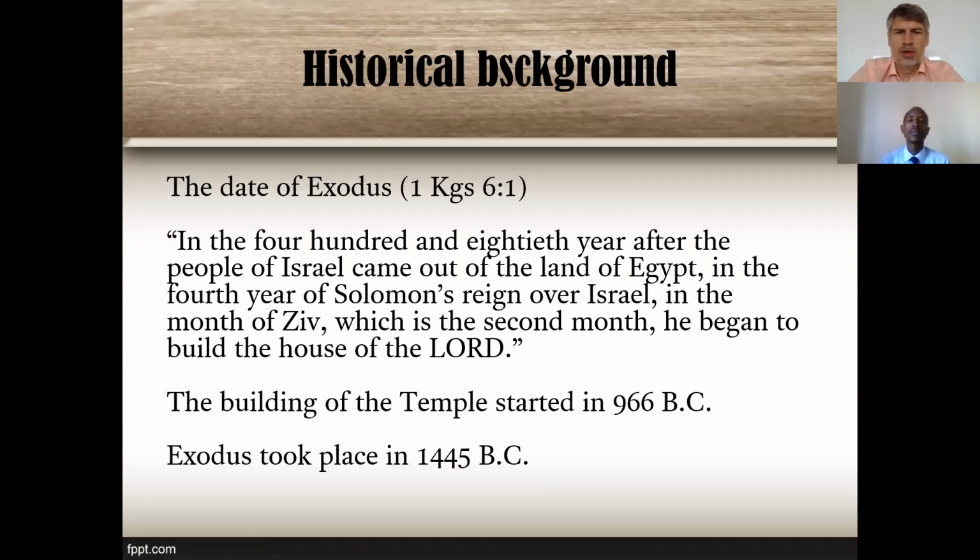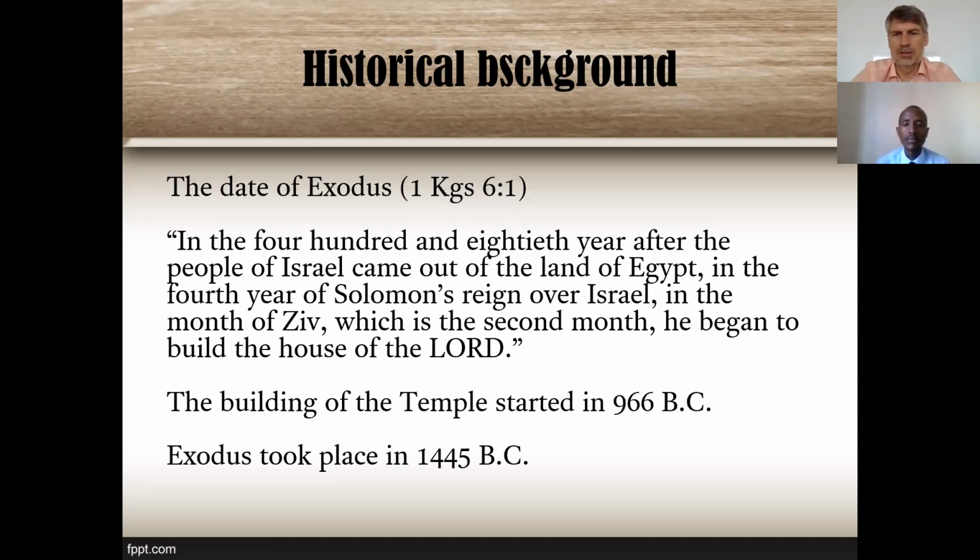One text that helps us to understand the time span or when the Exodus took place is the first book of Kings, chapter 6 and verse 1. In the 480th year after the people of Israel came out of the land of Egypt, in the 4th year of Solomon's reign over Israel, in the month of Ziv, which is the second month, he began to build the house of the Lord.